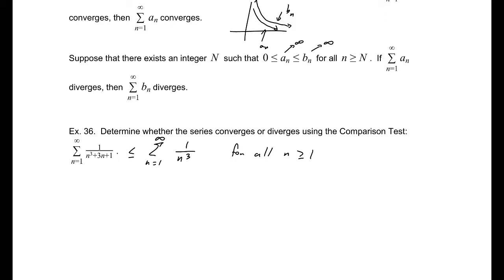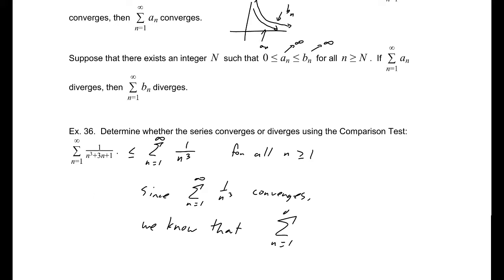But because that is true, we know, so since the sum from 1 to infinity of 1 over n cubed converges, we know that the sum from 1 to infinity of 1 over n cubed plus 3n plus 1 converges as well. Because it is less than that other one, for all terms, it converges.